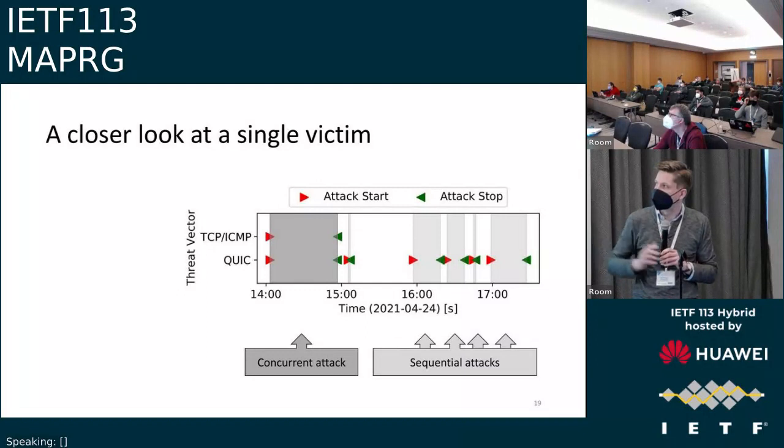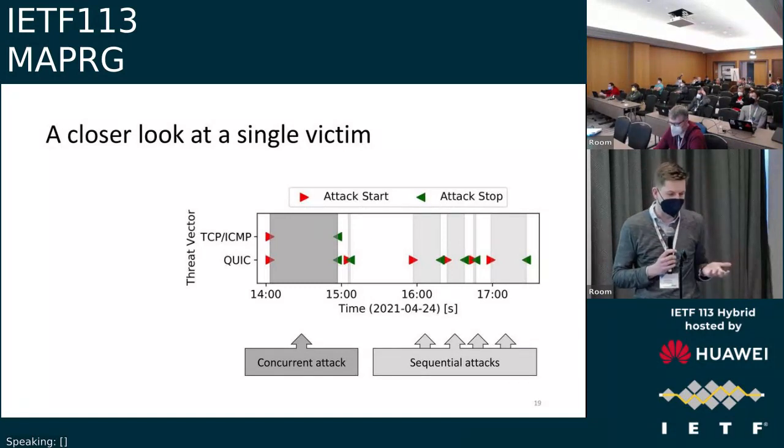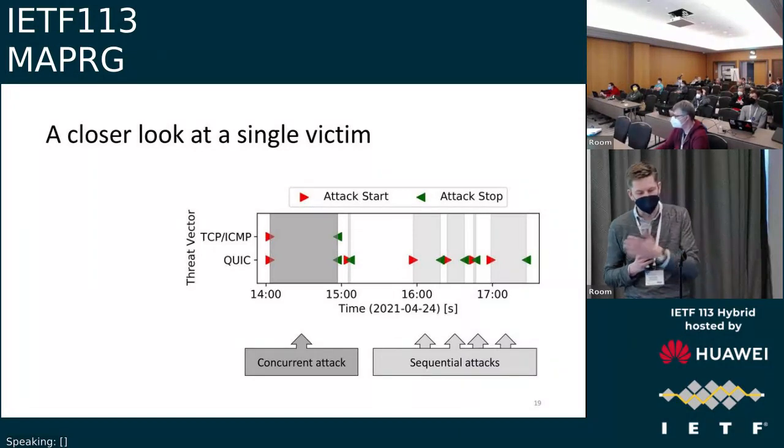So that you see here illustrated as concurrent attacks. The red triangles show the start of the attack, and the green triangle shows the stop of the attack. And the first column shows you a concurrent attack, which means that a typical TCP SYN-flood attack, for example, occurs in parallel to a QUIC attack.